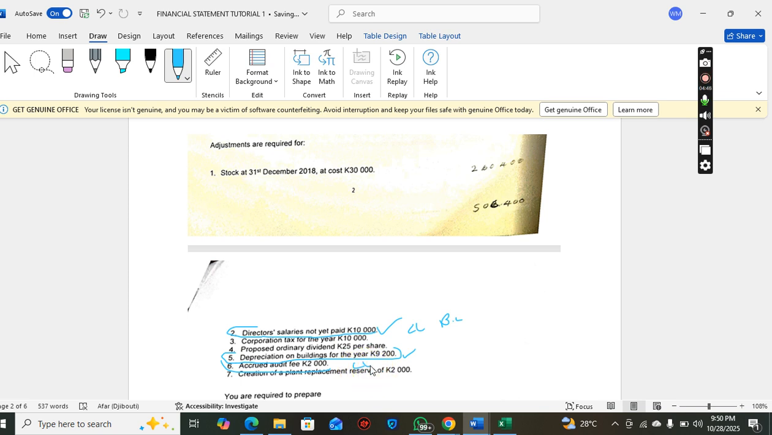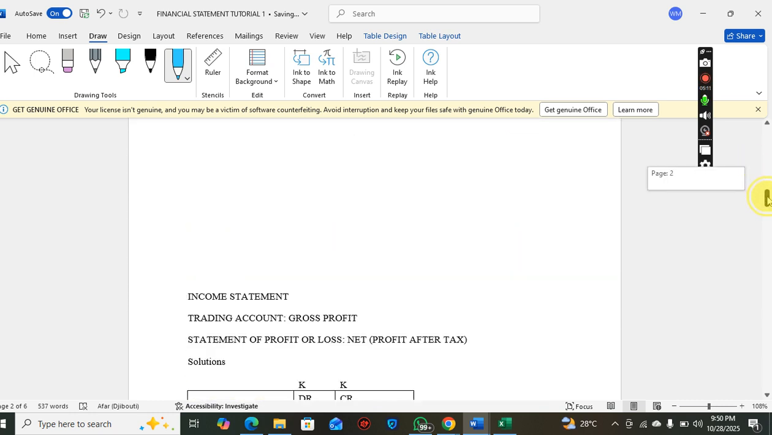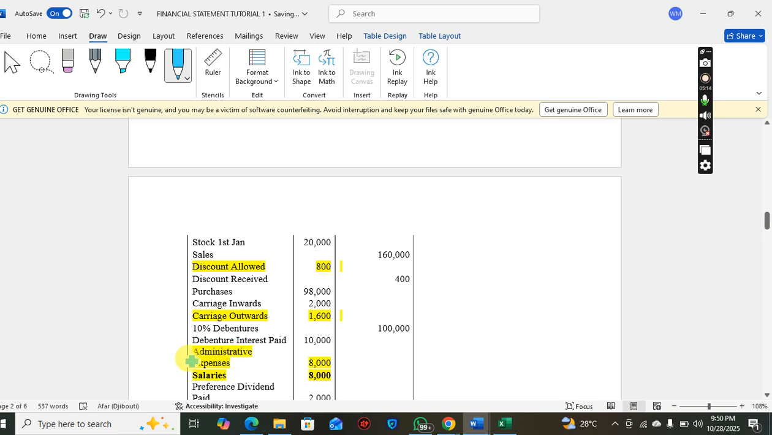Okay, colleagues, any accruals, any accrued expenses, you deduct them in the statement of profit or loss, and you include them as current liabilities. Okay. Other times you might find accrued expenses for expenses which are already in the trial balance. So for example, if we found an accrual for administrative expenses, we would have added that accrual to the admin expenses.